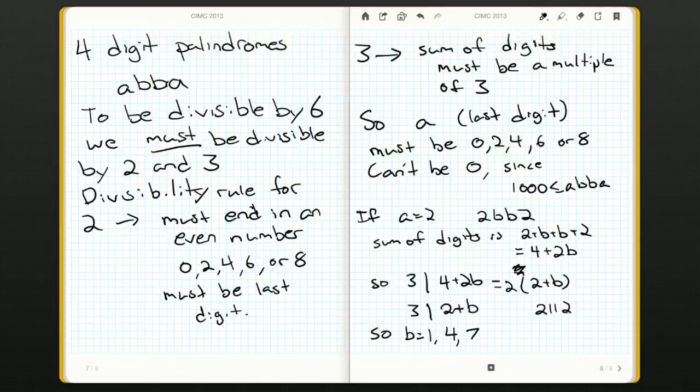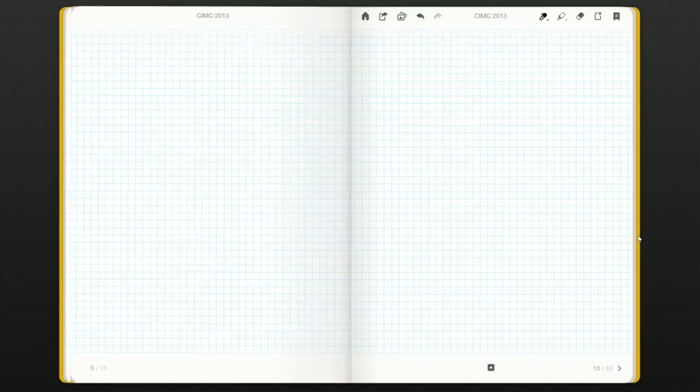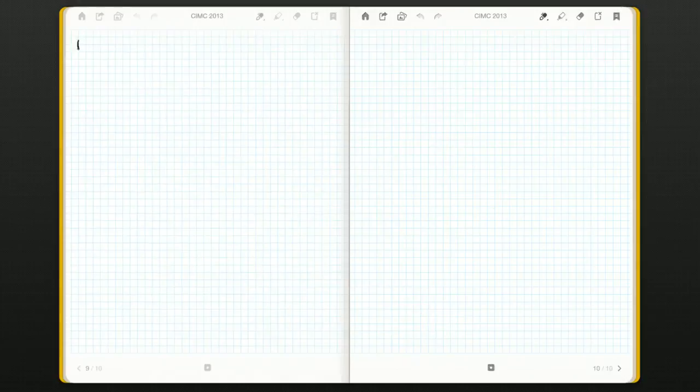And this gives us 3 palindromes right here. And those are the only values of b that work. So there's 3 right there. So our next case. So we have 4BB4.